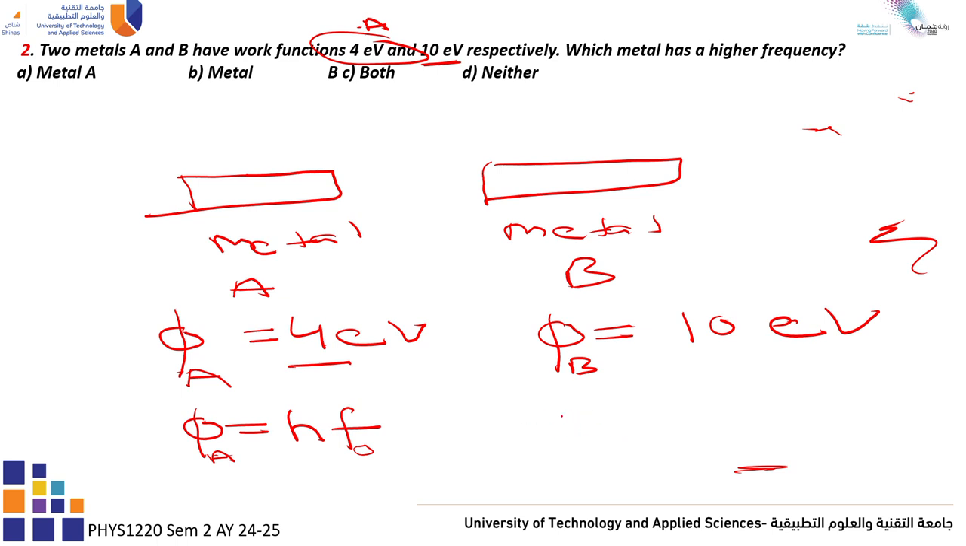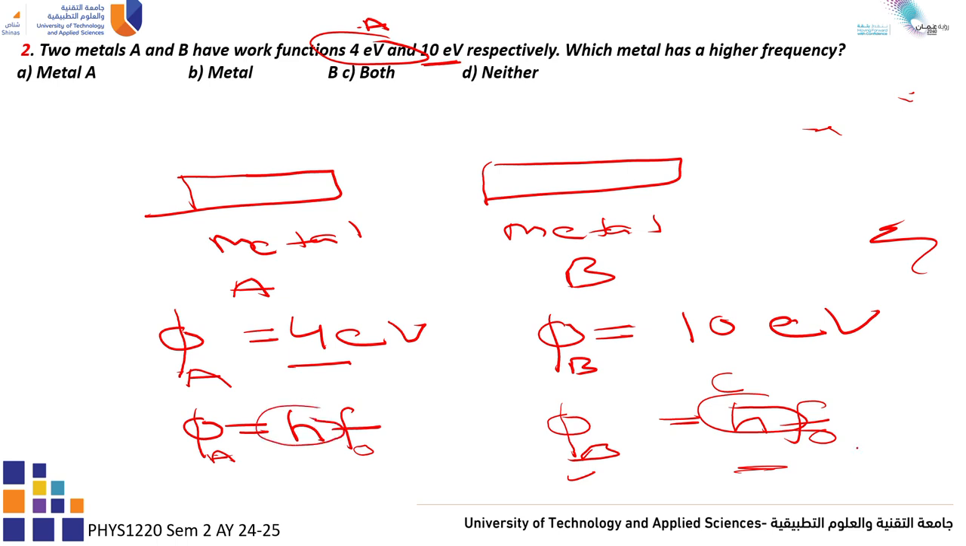Here is the work function formula: the work function equals h times f naught, where h is the Planck's constant, a constant here. It means the higher the value of the work function, the higher the value of the frequency. This is the relation, and in this formula also, this is the Planck's constant.